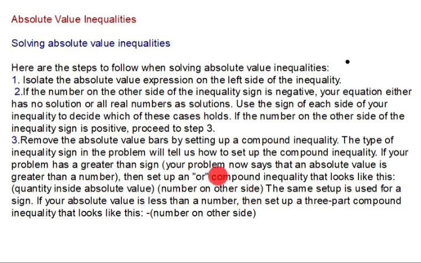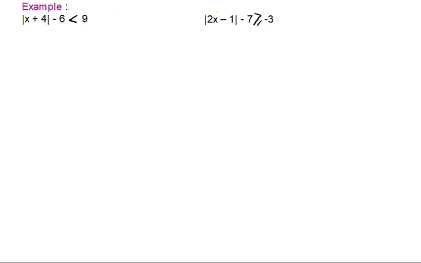If it is greater than, then we are setting up an or compound inequality. But if the symbol is less than or equal, then we are setting up an and inequality, which always has the expression in the middle, and we have both the positive and negative numbers at the other sides. An and inequality has 3 sides. So let's take these steps and apply them on examples to see how this works.